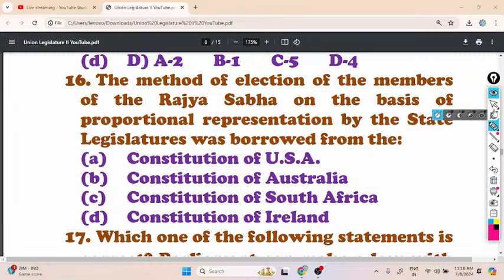Members of Rajya Sabha are both elected and nominated. The election procedure is from South Africa.